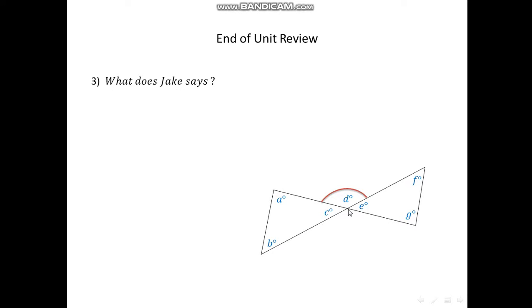I have 2 triangles. This is a triangle and this is a triangle. So this angle is an external angle for this triangle at point C, and this angle also is an external angle for this triangle at point E. Okay, so which 2 angles can I add up which give me D?